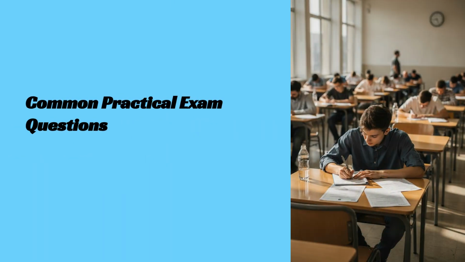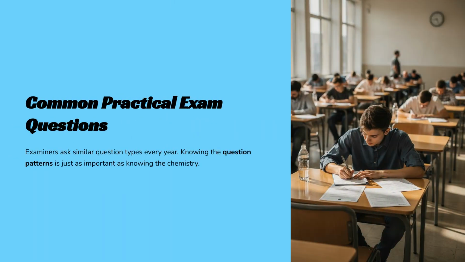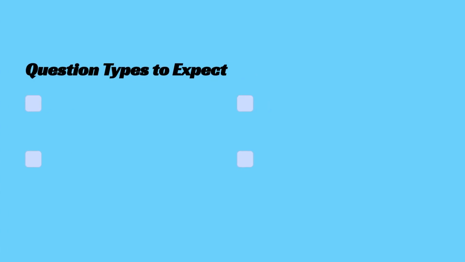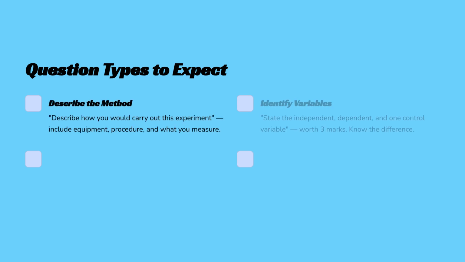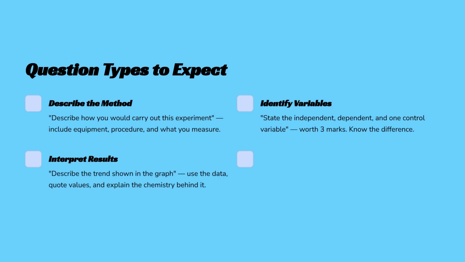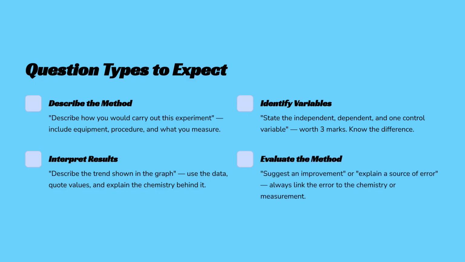Chapter 6 covers exam preparation, including common question types, required math skills, and top tips for tackling paper 2. Recognizing common question patterns is vital for exam success. Examiners often repeat similar question types related to practical work every year. Expect questions asking you to describe a method, identify variables, interpret results by quoting data, and evaluate the method by suggesting improvements or sources of error.